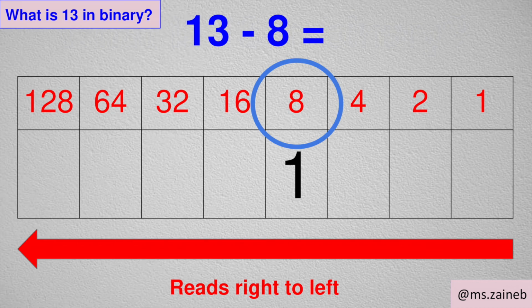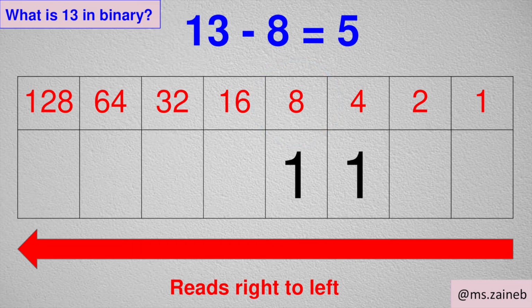Then I would take away 8 from 13. So I do 13 minus 8, which is equal to 5. Then all I need to do is use exactly the same method. So I would then put a 1 next to the next number, which would be 4. The reason again is that our number 5 is larger than 4 but less than 8. And I wouldn't put it in 2 just yet because 4 can still fit into 5. So therefore my 1 goes under 4.